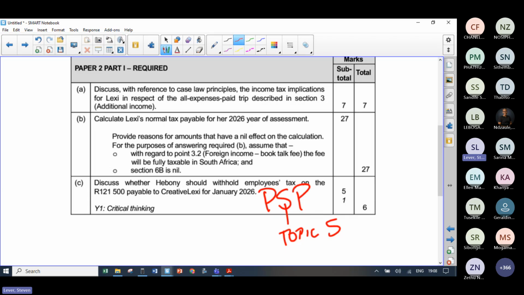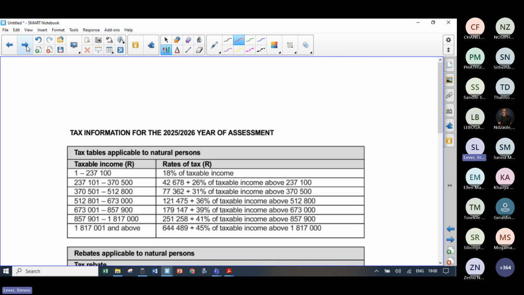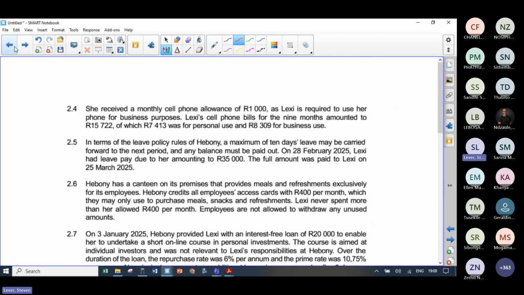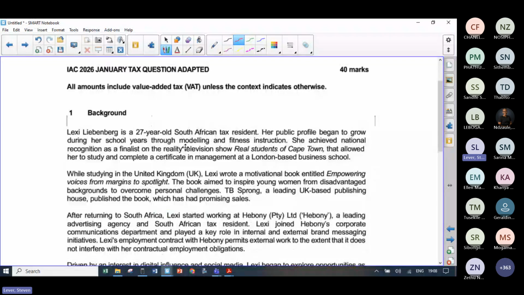What happens is there's a 27-mark number crunch. There was a 6-mark employees tax question, and then there was gross income for 7 marks. So we're going to go through and do this. I'm just going to read through the question and do the solution with you just to give you an idea.